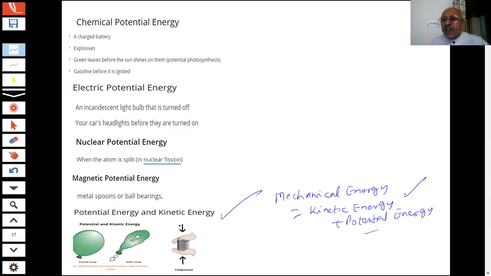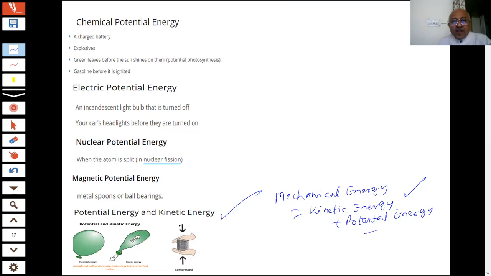The spring is compressed. What will happen? Work has been done on the spring. The compressed spring has got energy because of the work done on it. What type of energy, students? Potential energy. And it can do work now. This potential energy is capable of doing work.